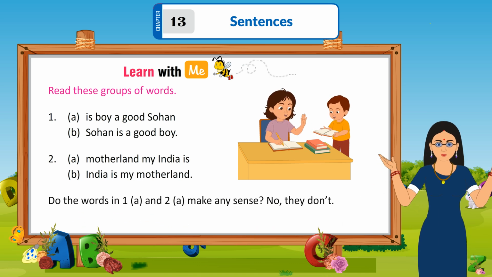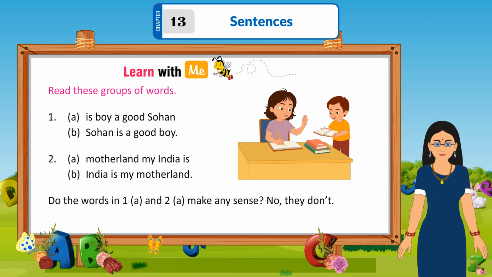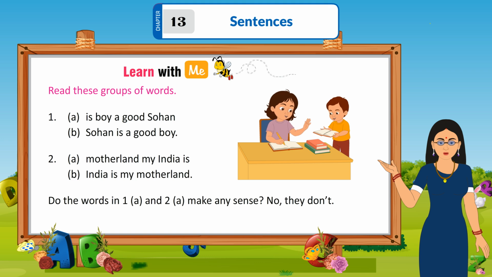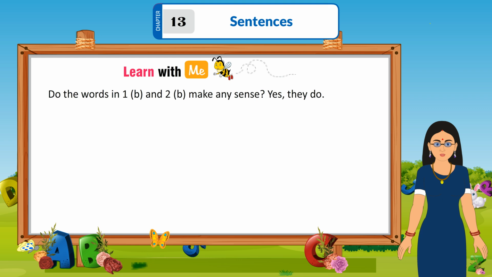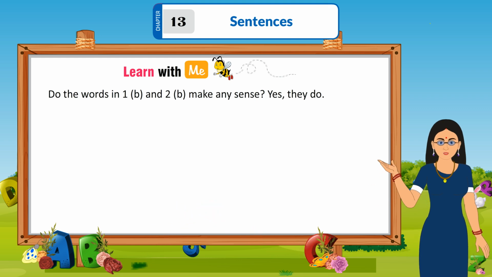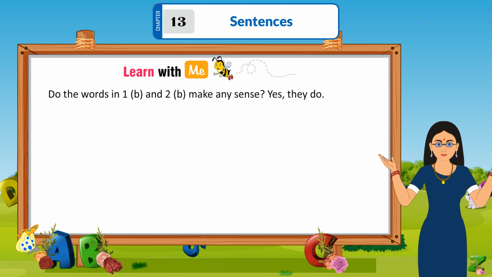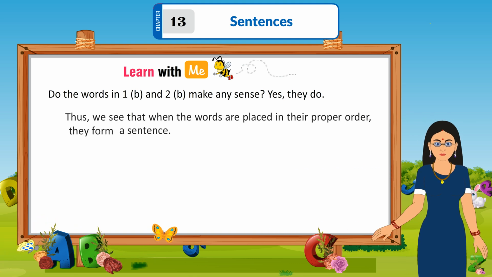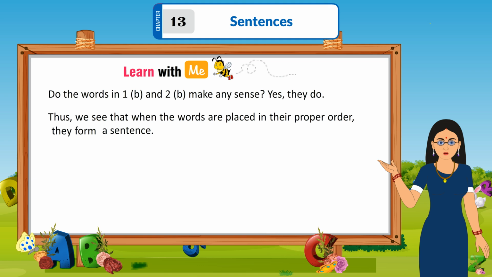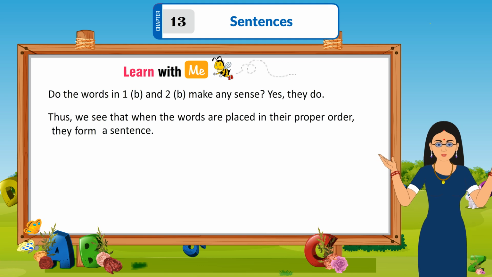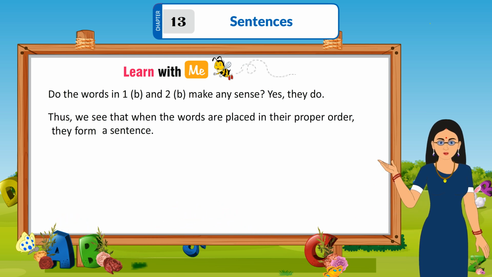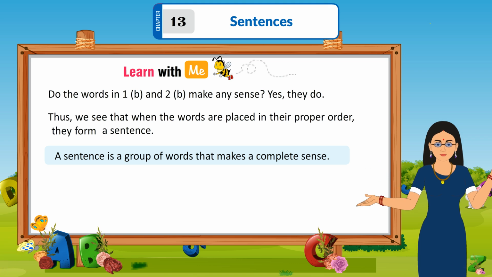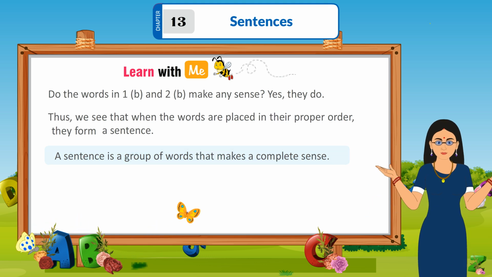Do the words in 1A and 2A make any sense? No, they don't. Do the words in 1B and 2B make any sense? Yes, they do. Thus, we see that when the words are placed in their proper order, they form a sentence. A sentence is a group of words that makes complete sense.